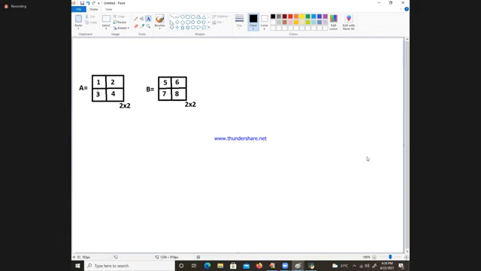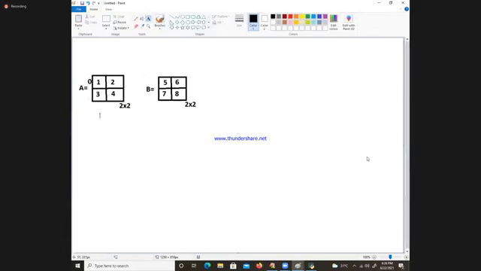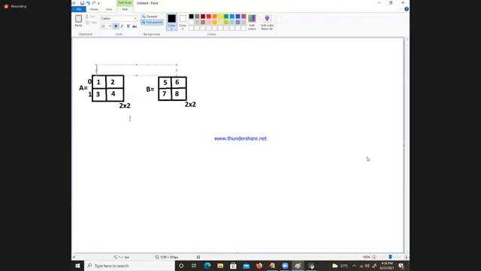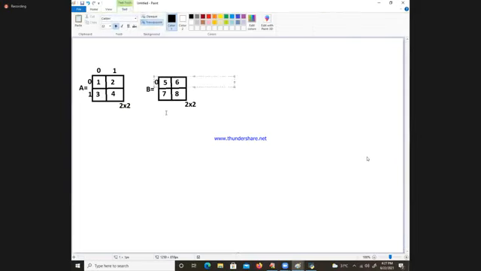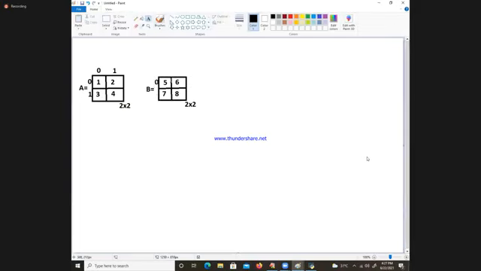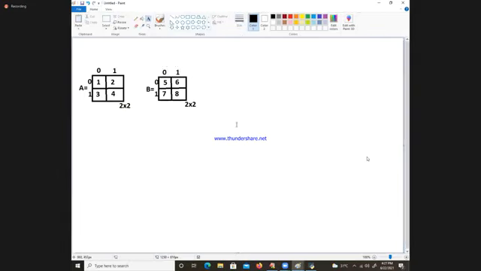So this is the 0th column. Let me give the column and row indices also here: 0, 1, and this is called 0, and this is called 1. And here, in the same way, 0, and this is called 1. And here it is called 0, and this is called 1. Fine. Now I want to go for processing this logic.